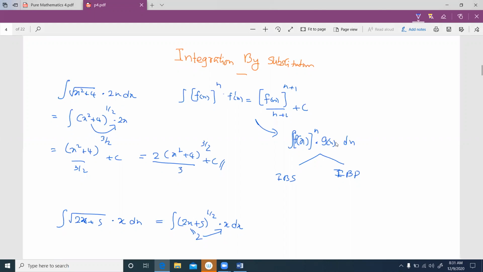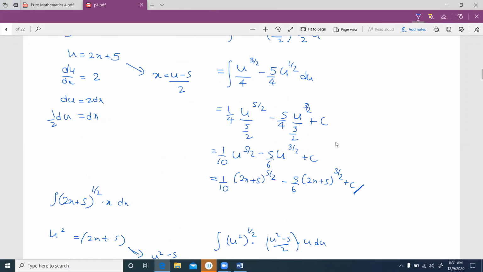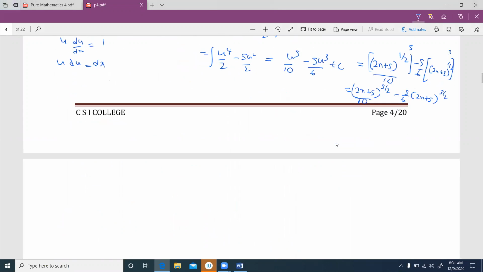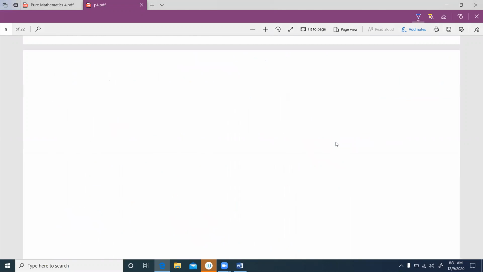Right. Let's go to the next question. If I come across this kind of situation, suppose that you need to integrate cos x sin x (1 plus sin x) to the power 3 dx.